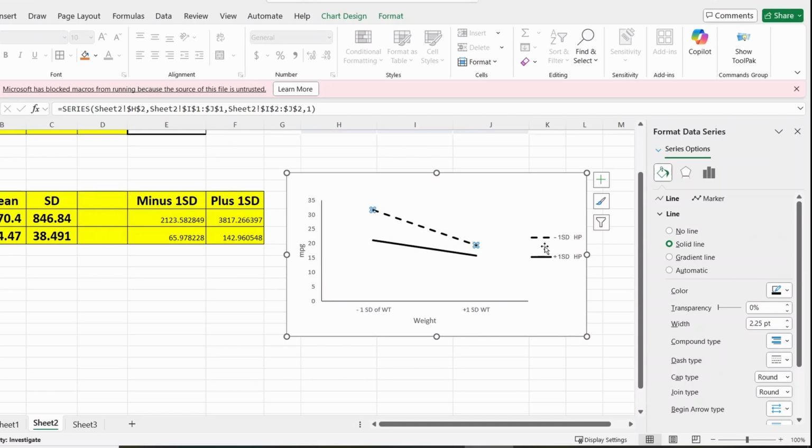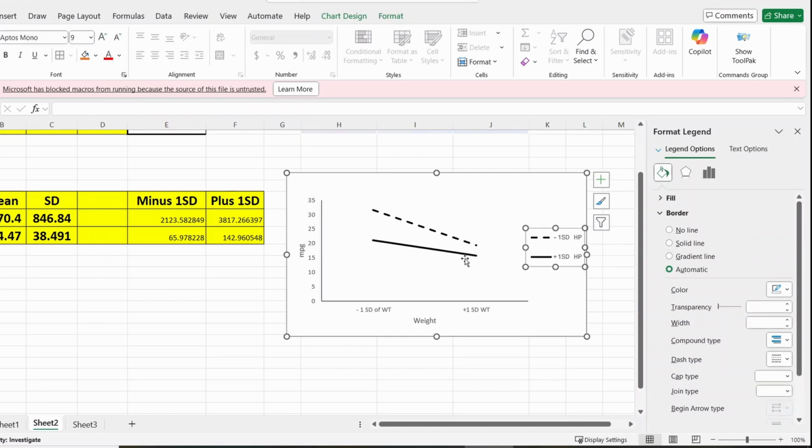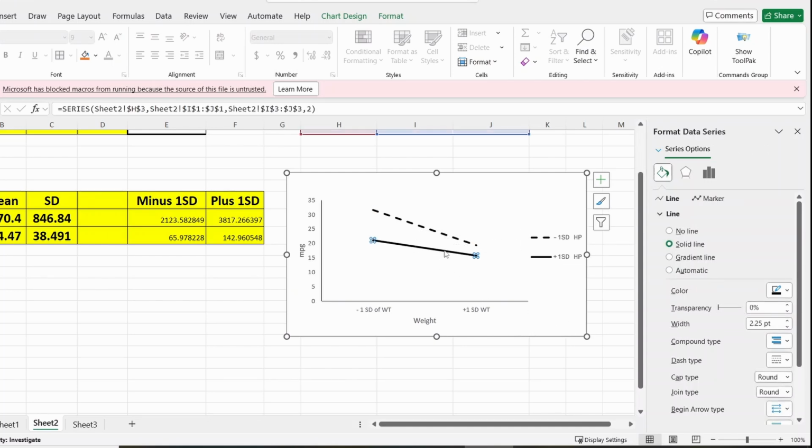So this dash line means less horsepower and this means more horsepower, because this is 1 standard deviation positive and this is 1 standard deviation negative. So this has more horsepower than this one. Overall, if the car has less horsepower, generally the mileage per gallon is better. That kind of makes sense.